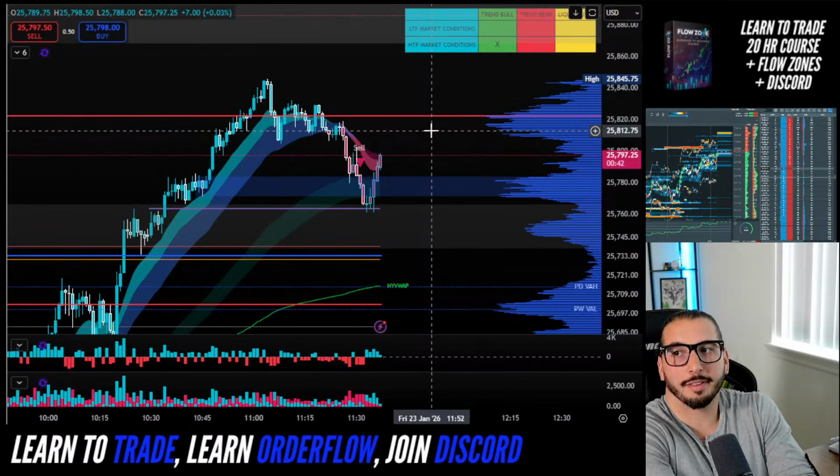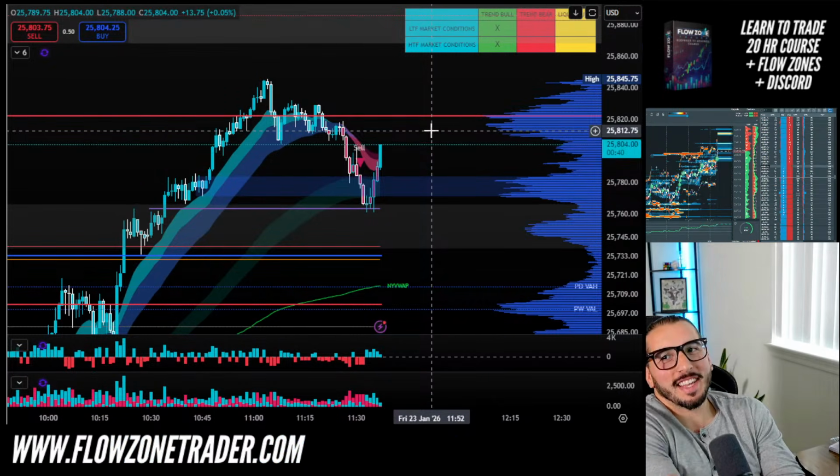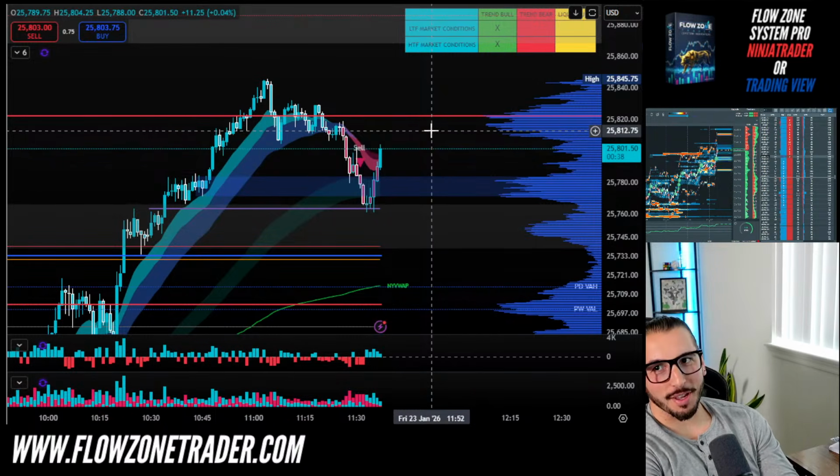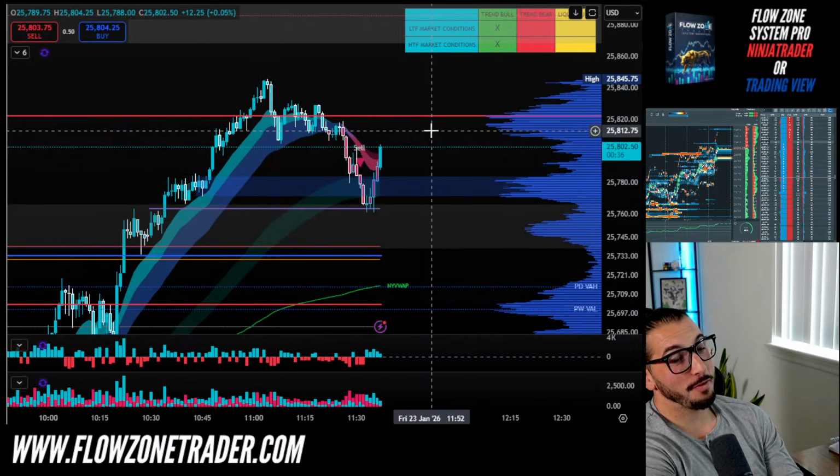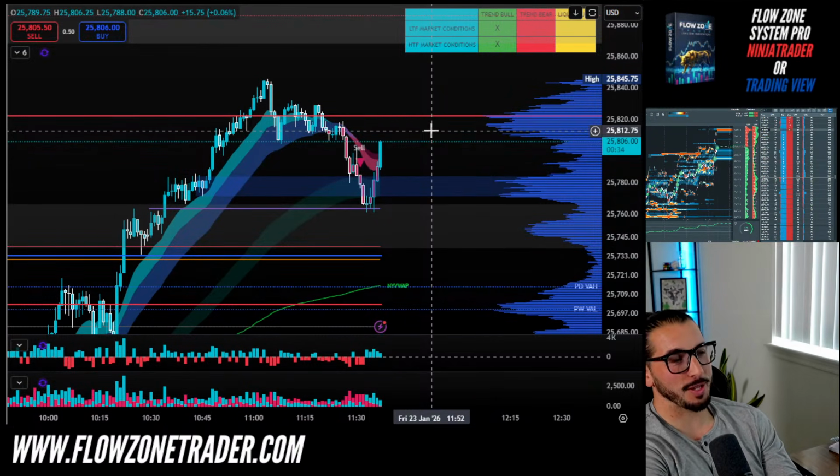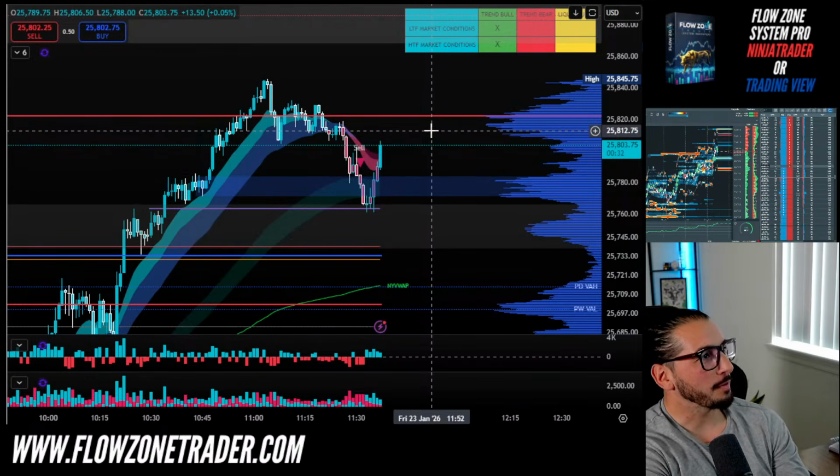Here we go. So I was very tempted to take this squeeze up to this level. There you go. So into this level. If you find acceptance over here now and they go sideways for a bit, you're probably going to get that naked point of control.